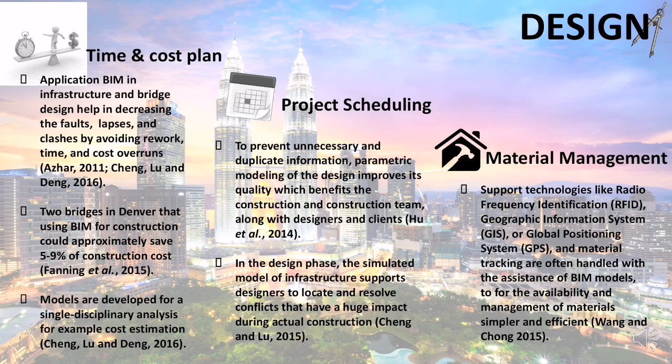Information in material management: with support technologies like radio frequency identification, RFID, Geographic Information System, GIS, or Global Positioning System, GPS, material tracking is often handled with the assistance of BIM models, so that the availability and management of materials is simpler and more efficient. Wang and Chong, 2000.